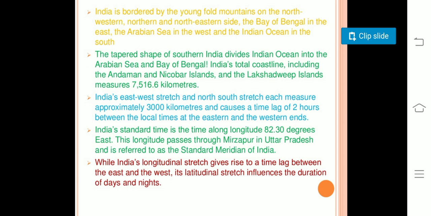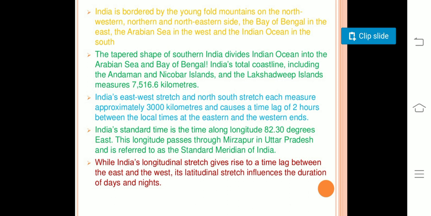India's east-west stretch and north-south stretch each measure approximately 3,000 kilometers, and there is a time lag of 2 hours between local time at the eastern and western ends. Means in Arunachal Pradesh the sun rises 2 hours earlier than in Gujarat.